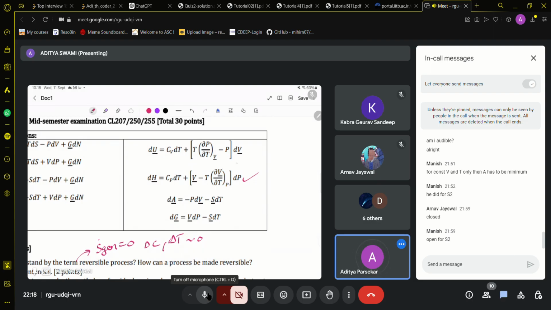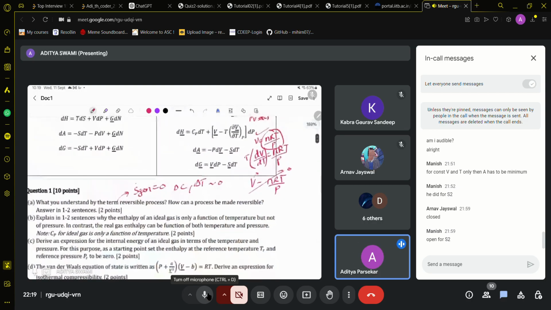We know that for ideal gases PV is equal to nRT, and V can be written as nRT by P. So dV by dT would give you nR by P, and since it is T times dV by dT, you'll get another T here, and here you'll get V minus nRT by P. Again since V is nRT by P, this term cancels to be 0, and you get dH as CpdT.